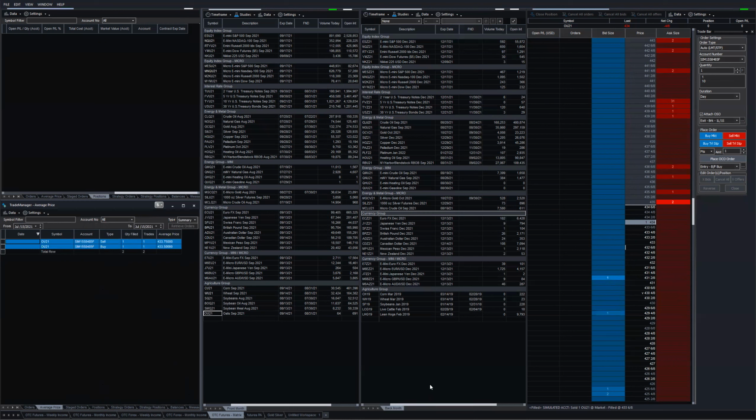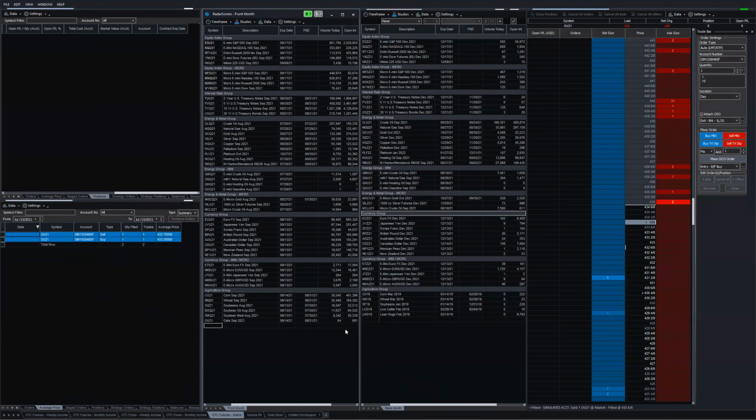All right, so now what I wanted to do now, oats, and I wanted to add rough rice. So rough rice symbol is RR, U is also U21.